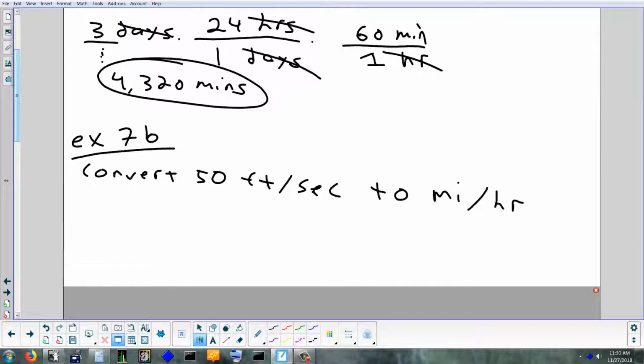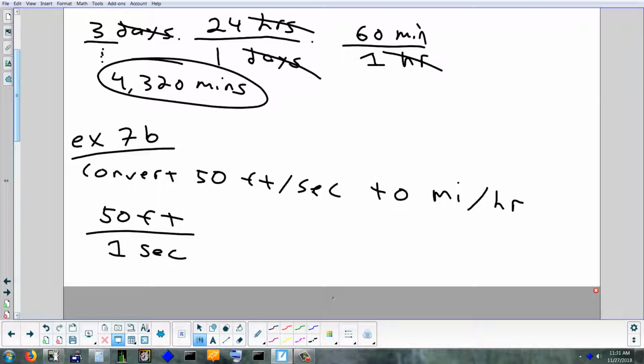Okay, let's look at this one. This one's a little different. This is a rate. So it's not just like 50 feet, and I'm saying convert feet to miles. I'm saying to convert 50 feet per second to miles per hour. So what does that mean? 50 feet per second means you travel how far in how much time? 50 feet in 1 second.